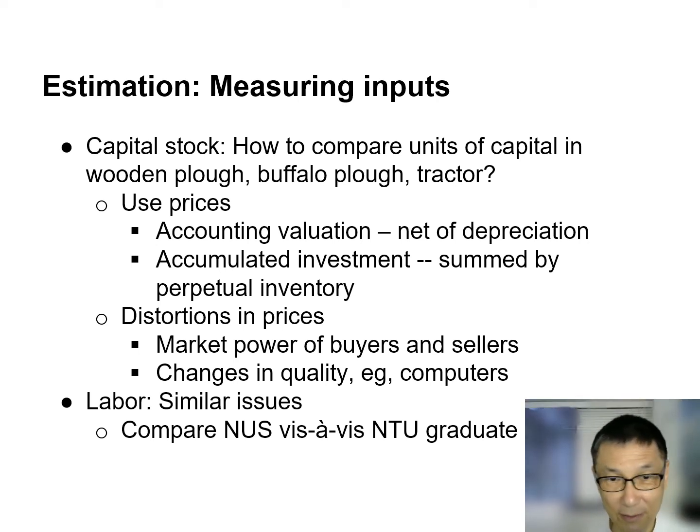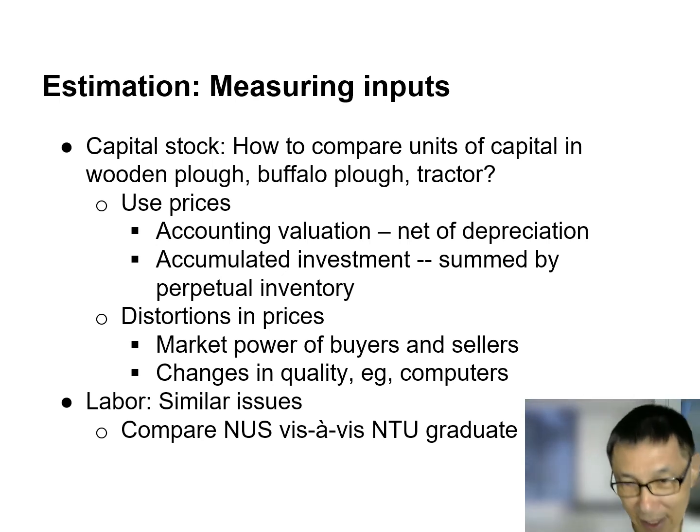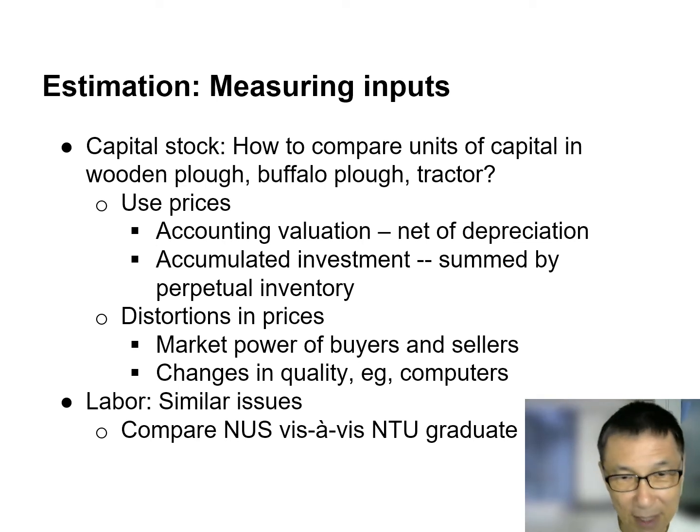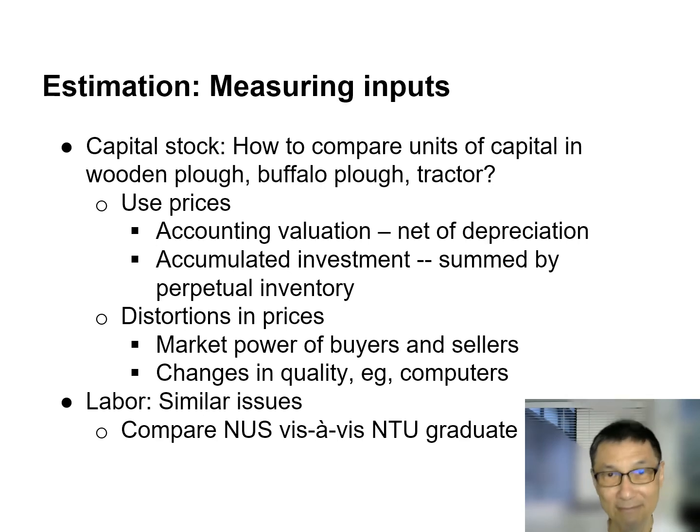A good example is computers. Computers today are much cheaper than they were 10 years ago, and even cheaper than 30 years ago. But I think no one would disagree that the quality of computers is much higher today than it was 10 years ago, even more so than 30 years ago. But the same problem arises in labor. We might say university graduates is a kind of labor, but does that mean an NTU graduate is worth the same as an NUS graduate? Don't know.